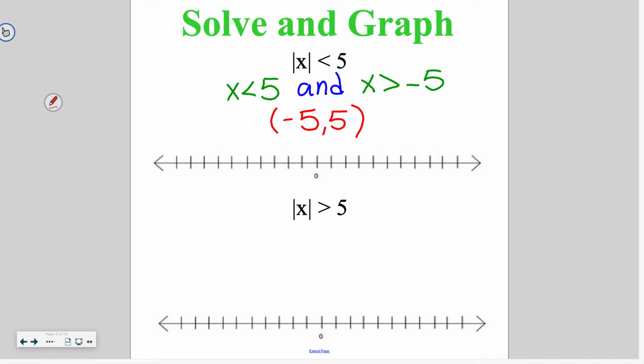On the graph, your book also uses these parentheses or square brackets. So you would come to -5, 1, 2, 3, 4, -5, and put the parenthesis there, and then go to +5 and put the parenthesis there. So that's saying on the graph your answers are in between -5 and +5.